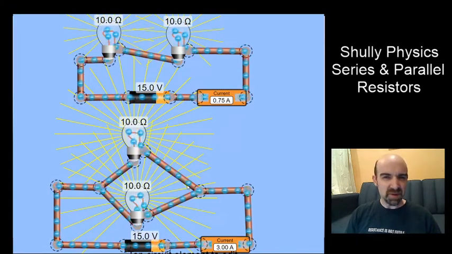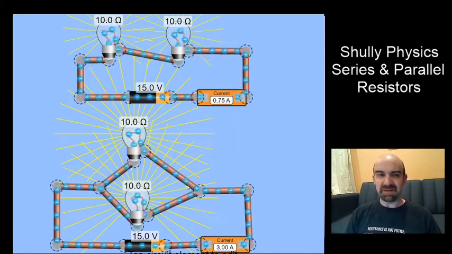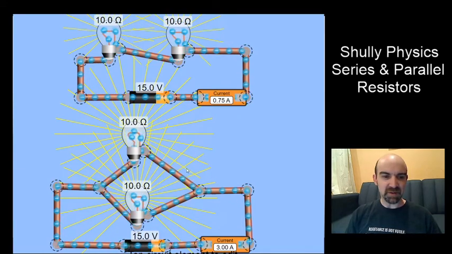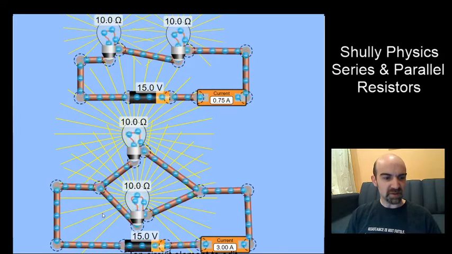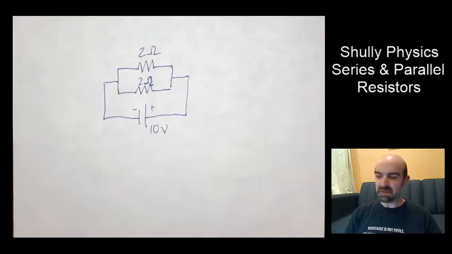And now you can't really subtract them either. 10 minus 10 is 0, and we definitely don't have 0 resistance. There's some resistance in this circuit. So how do you go about this? So we're going to use a different tool.